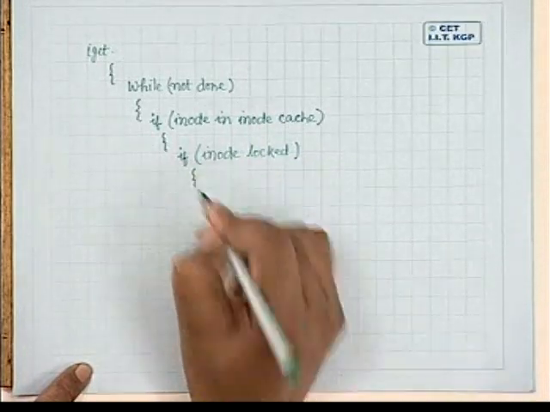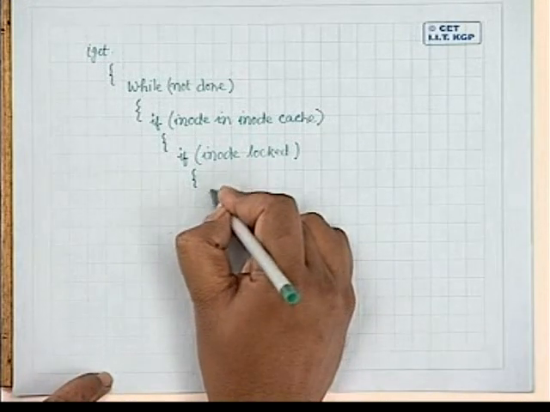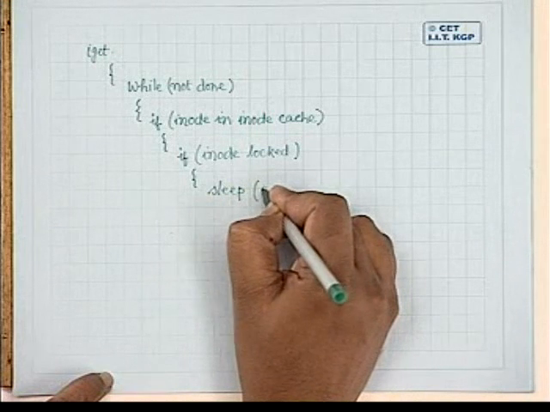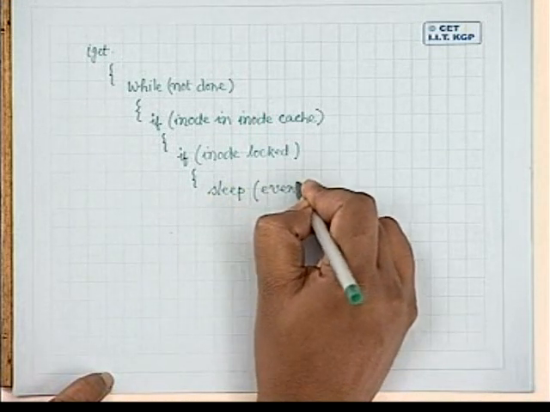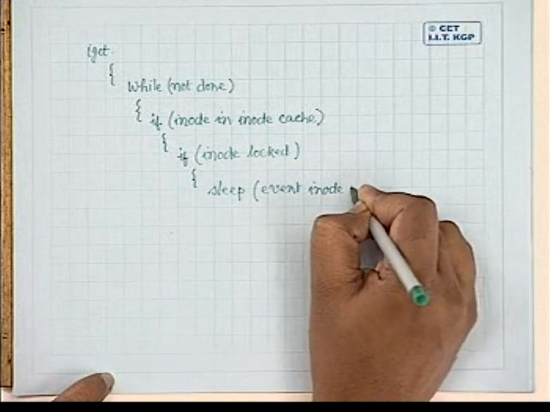So the inode is available in the main memory and the inode is locked. So the process has to go to sleep mode. Sleep on event: inode is unlocked.